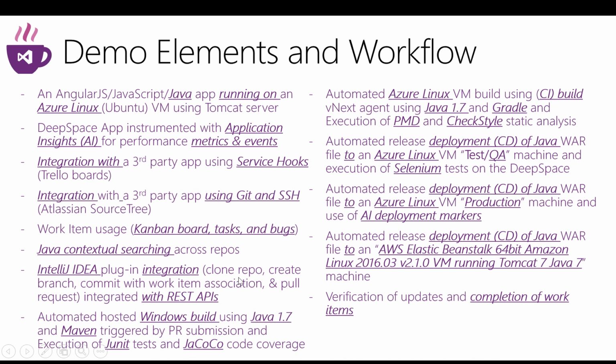But before I complete the pull request, we're going to see an automated hosted Windows build of the changes I made. The Windows build, like I said, is hosted. It's a set of machines that we provide to developers to use, so you don't have to set up your own build machine if you don't want to. We're going to be using Windows, building under Java 1.7, and we'll build the application using Maven.